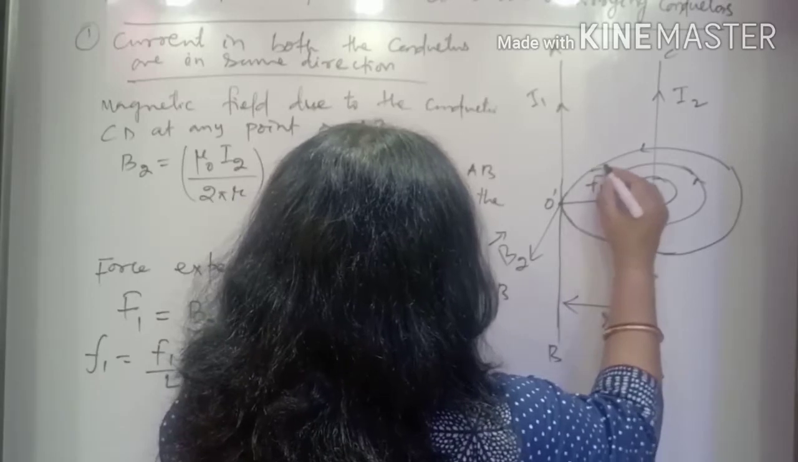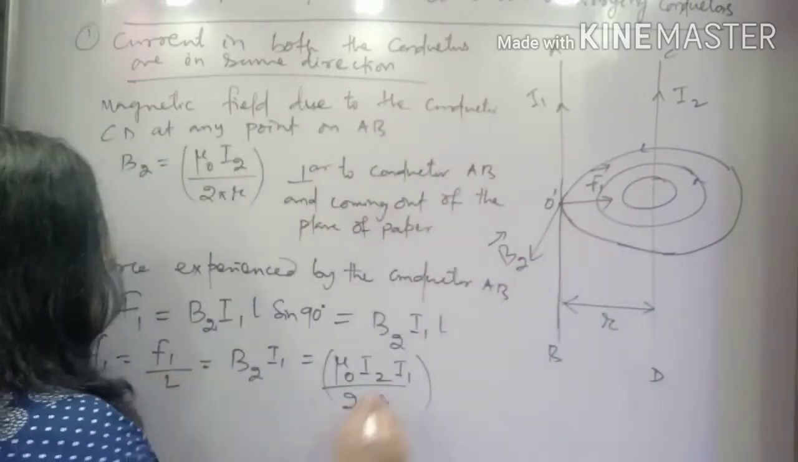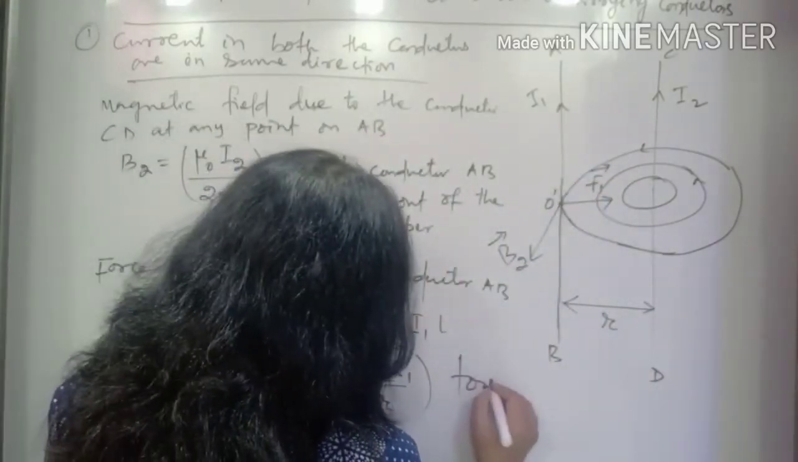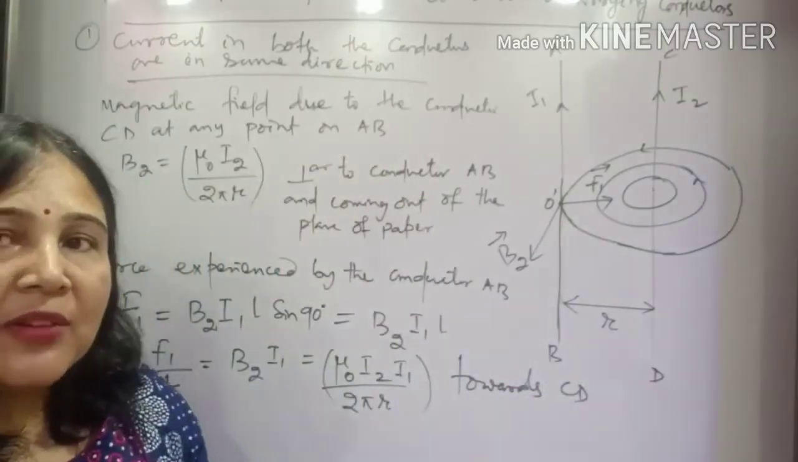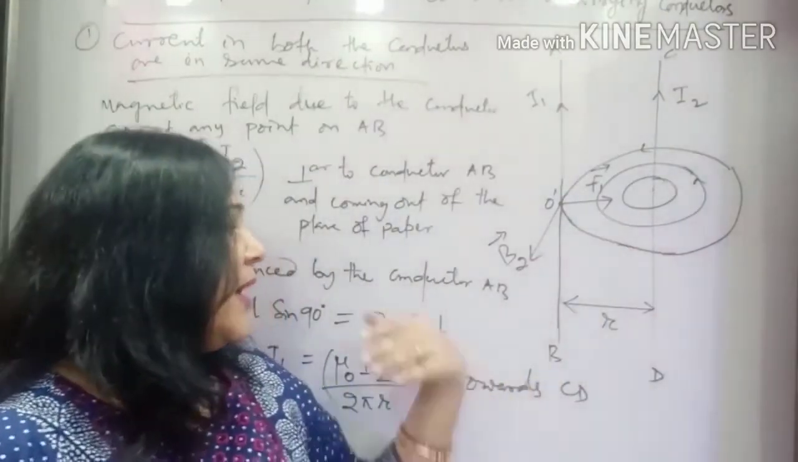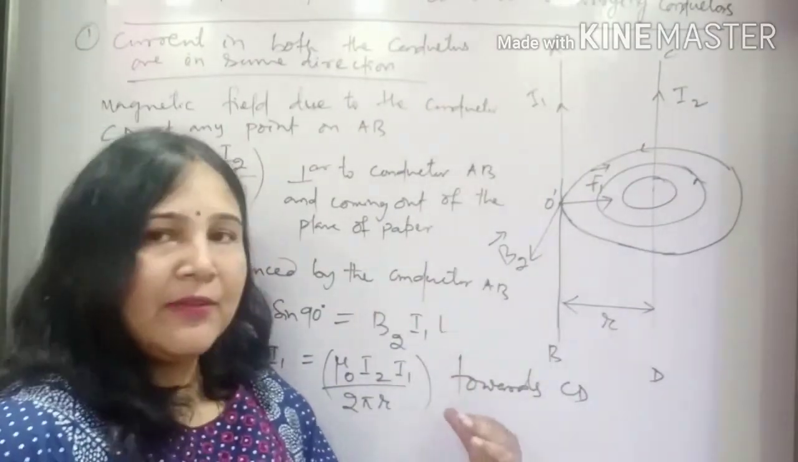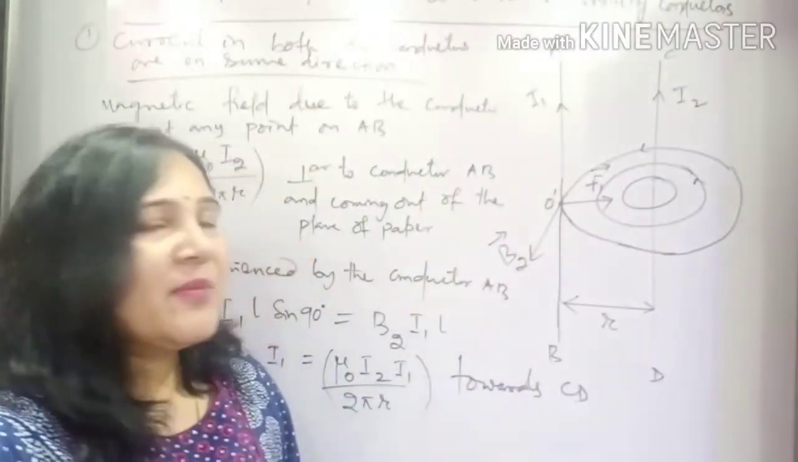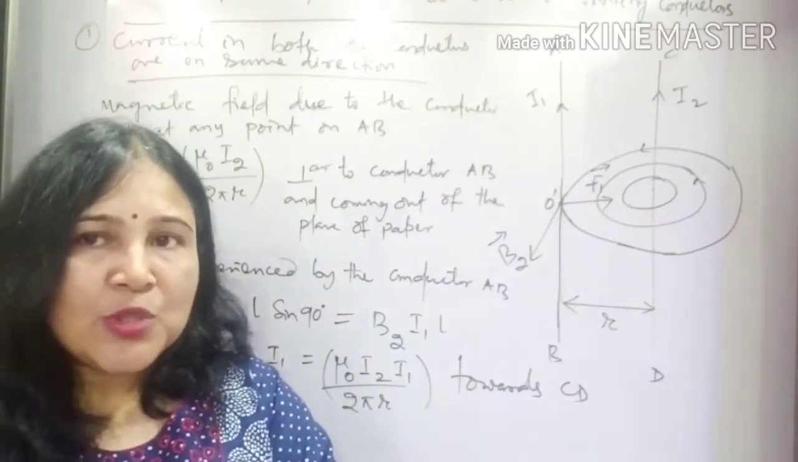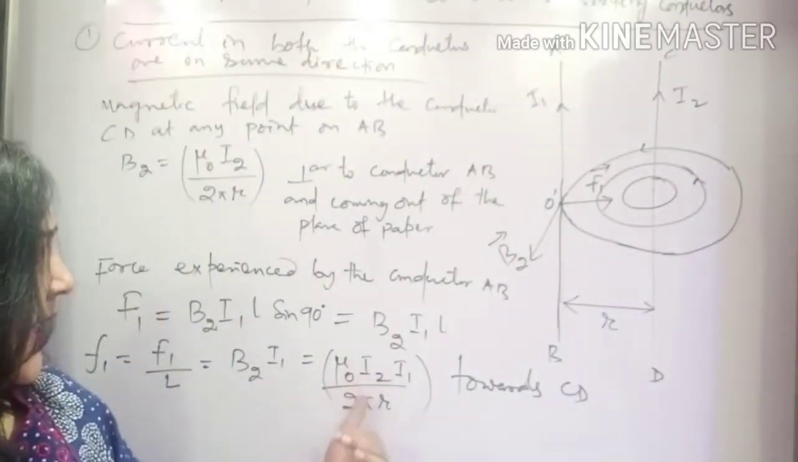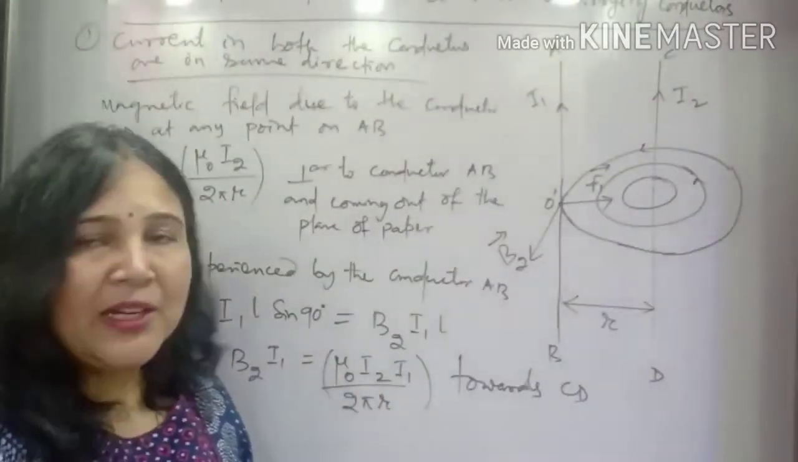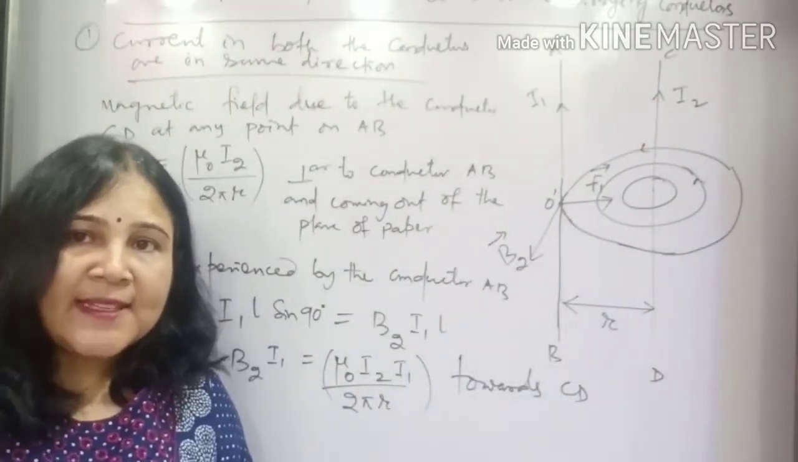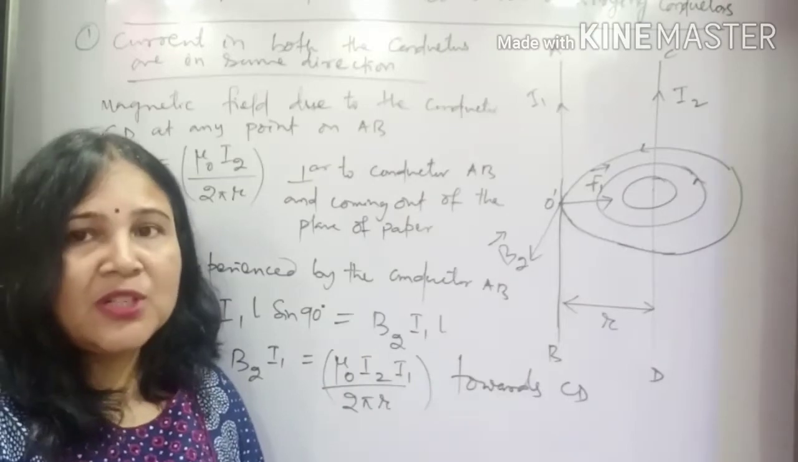So this is the direction of the force F1. F1 is towards what? CD. Now F2, we got, is towards AB, and we have seen that F1 is towards CD. So we have seen that F1 and F2's magnitudes are the same. Both have the magnitude mu naught I1 I2 by 2 pi r. Magnitude is the same. The only thing is that both are acting in the opposite direction.